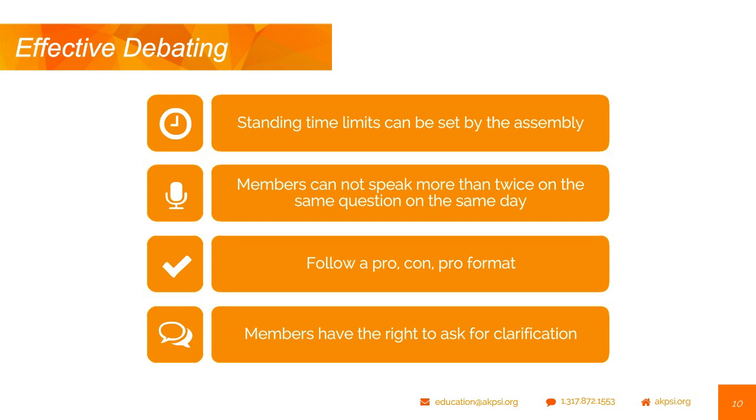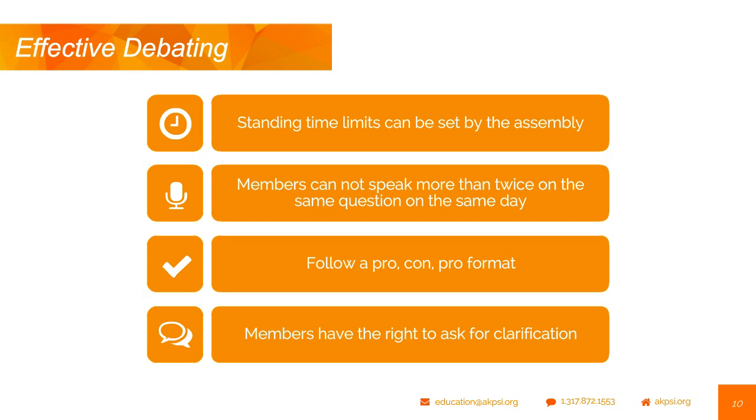The brother has to wait until everyone that wanted to speak on the issue has spoken before they can rise up again a second time to speak. And after that second time, that is the last time they are allowed to talk on that debate during that session. Third, format. To keep the meeting flowing, you should follow a pro-con-pro format.